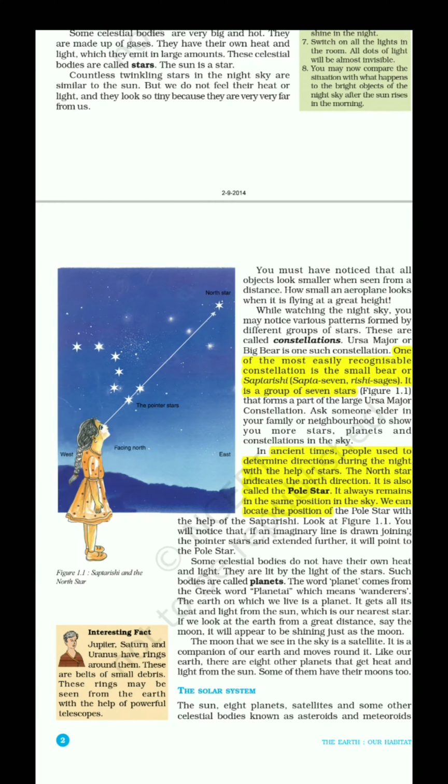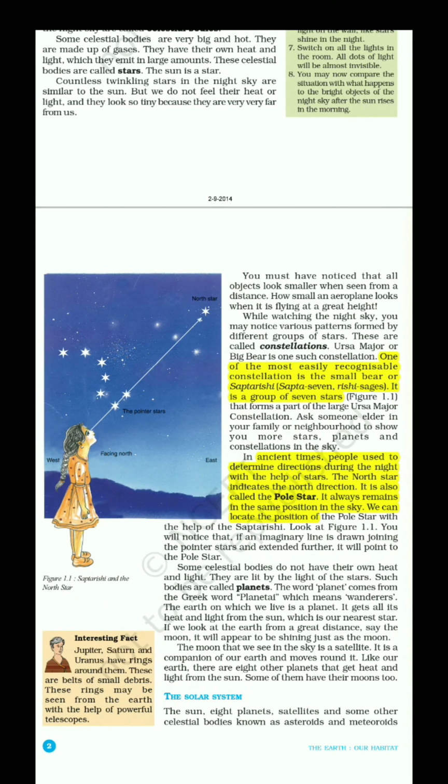Now here what you see is Ursa Major, right? And Ursa Minor is known as the Saptarishi, right? The difference between Ursa Major and Ursa Minor is that Ursa Major has a convex handle, the Ursa Minor has a concave handle, right? Here it's written, in ancient times people used to determine the direction during the night with the help of the stars.